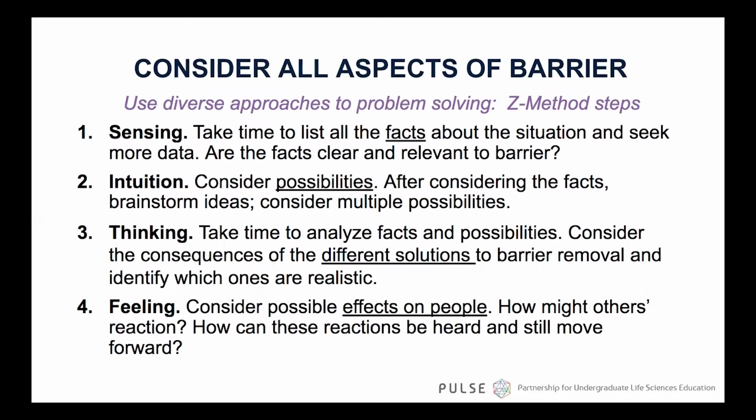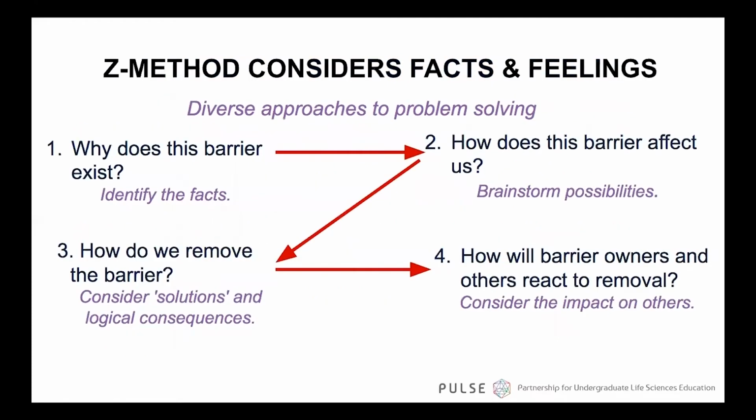Sensing, taking time to think about the facts of the situation and seek more data. Intuition, considering the possibilities. Thinking, taking time to analyze facts and possibilities, consider different solutions and consequences to barrier removal. And finally, feeling, considering the possible effects on people of barrier removal.